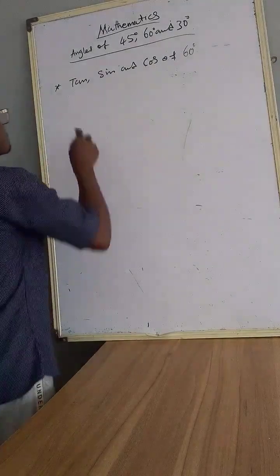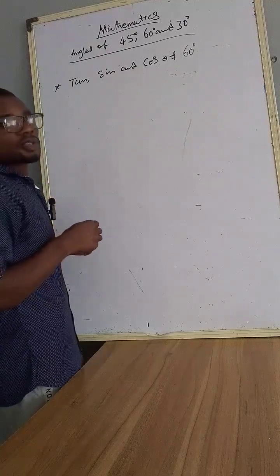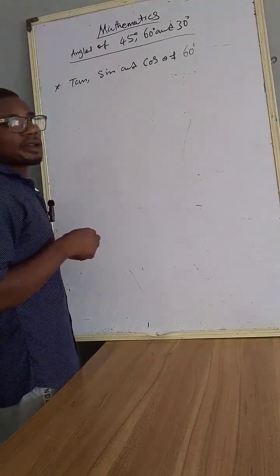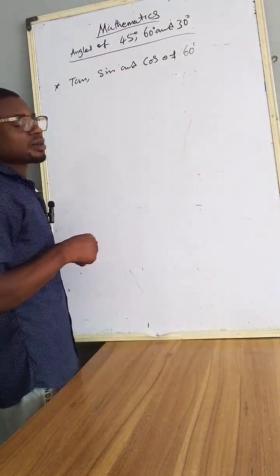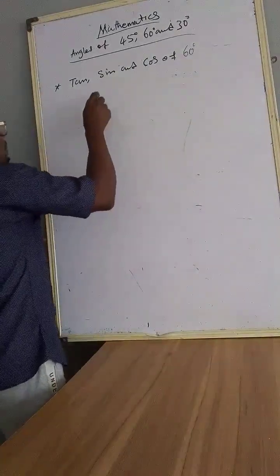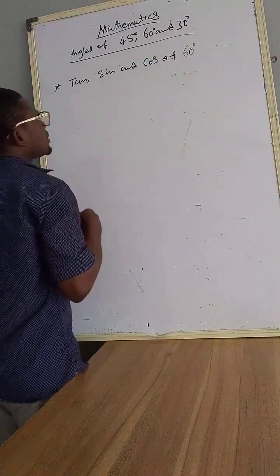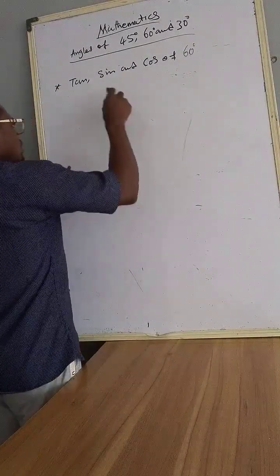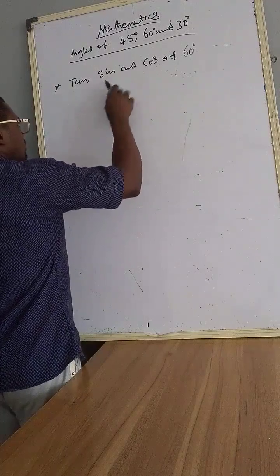Watch me. We are just proving right now, then thereafter we take some examples. Okay. To get the tan, sine, and cosine of angle 60, let's first draw an equilateral triangle.